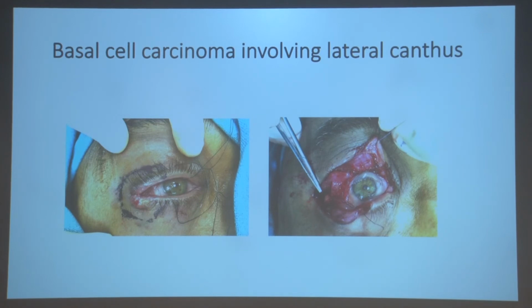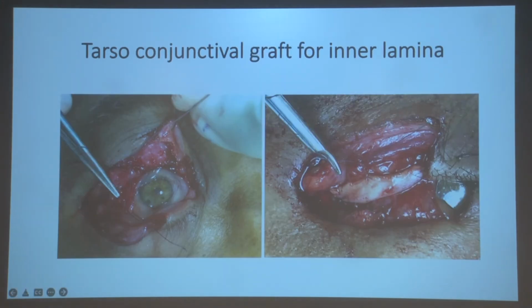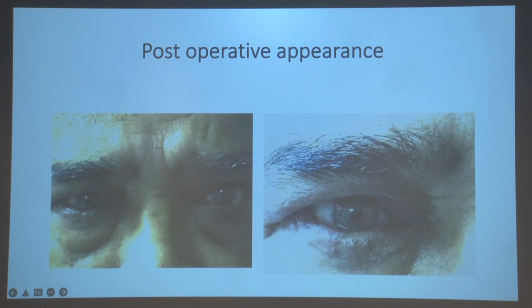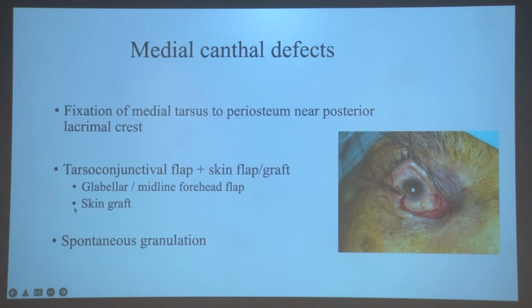Again, what is most important is that fixity with the periosteum at the right position, and making sure here again we are using a tarsoconjunctival graft, but making sure this is attached well at the lateral canthus and to create that right angulation for the lateral canthus at the end of the procedure.